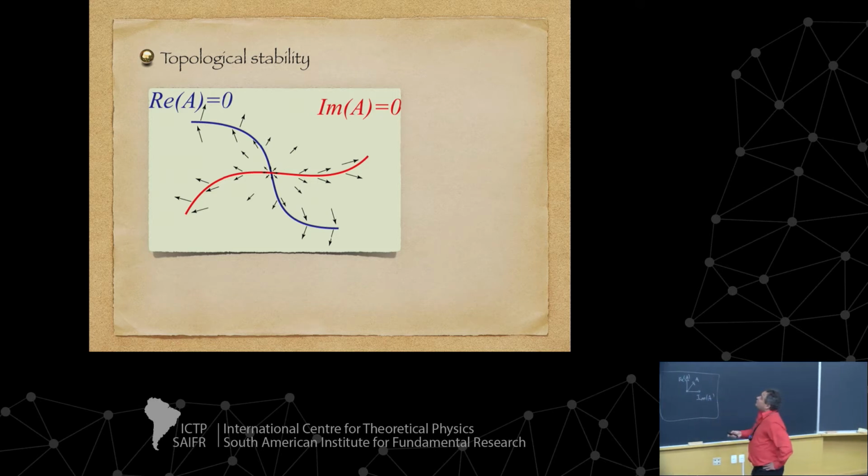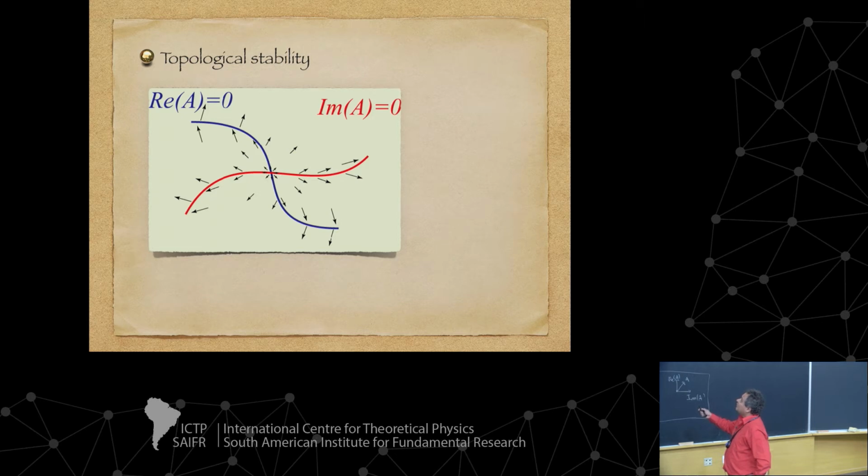So if you compute, for instance, here, what we call the null line of the real part, that means that the field essentially is horizontal along this blue curve, and essentially the vectors are vertical. And if you compute the null line of the imaginary part, you obtain this red line here. An interesting thing: the intersection of these two lines corresponds to a zero solution. So here, the modulus is zero.